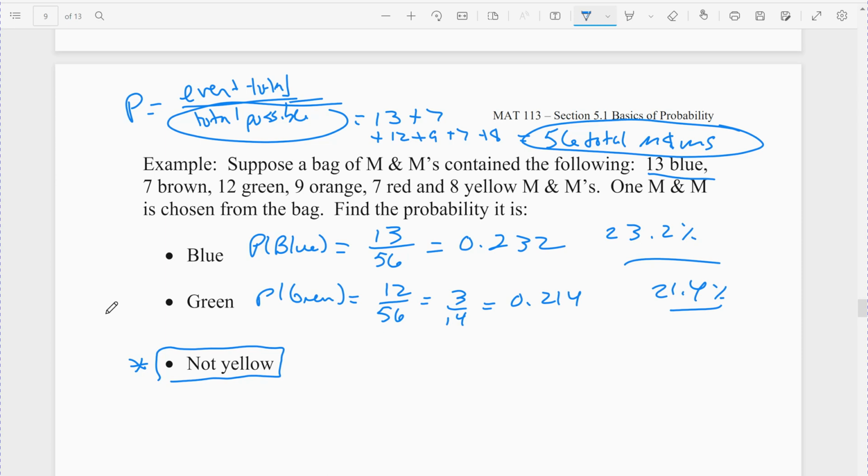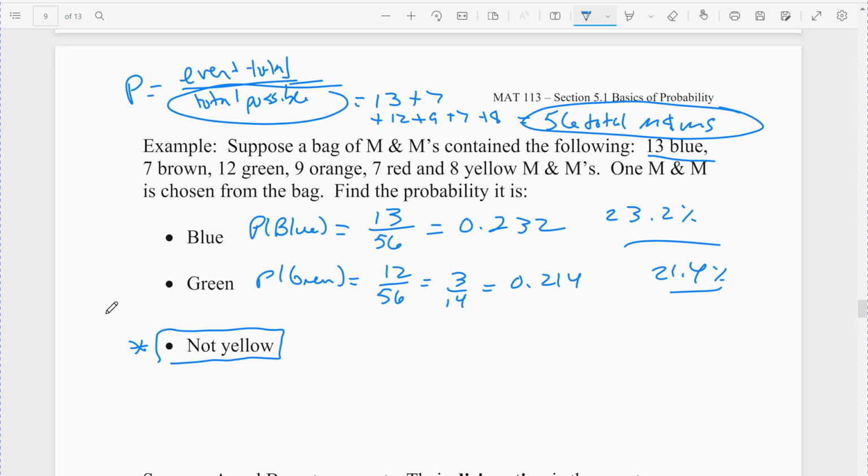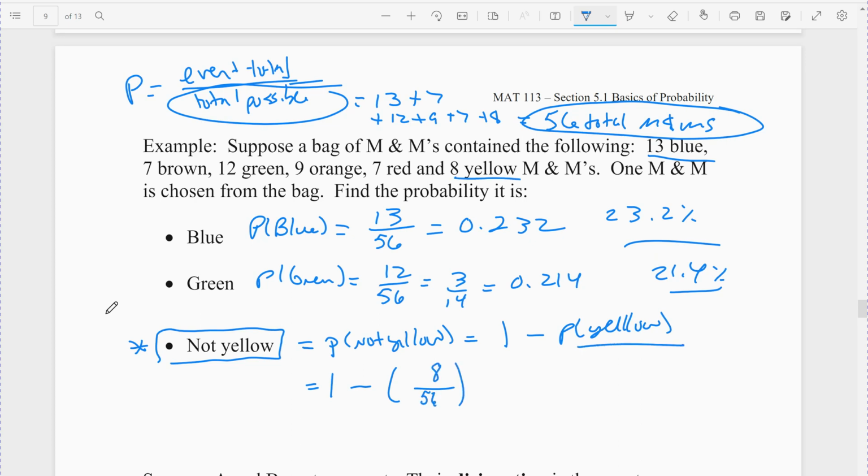The last one is the complementary event, not yellow. What's the chance of not getting yellow? Well, the probability of not getting yellow is a little easier to figure out with the probability of getting yellow, because it's easier to add that up because I have that. And so it's 1 minus the probability that you get yellow is a much easier way to solve this. And so 1 minus the chance of getting yellow, well, how many yellows do I have? I have 8 yellows, so 8 out of 56 would be the chance of getting yellow.